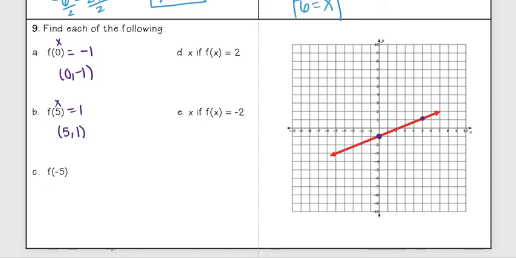Okay, and then I'm going to go ahead and skip to D. This one says find x if f of x is equal to 2. And so remember, my f of x is really saying that my y is equal to 2. So I want to go to 2 on my y-axis, which is right here, and go all the way to my graph. So it's going to be this point right here, and I'm going to see what x is equal to at that point. Well, I see that that is at 7. So this is really the point (7, 2).